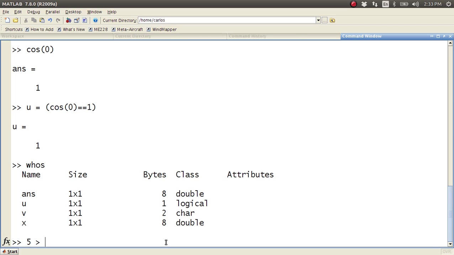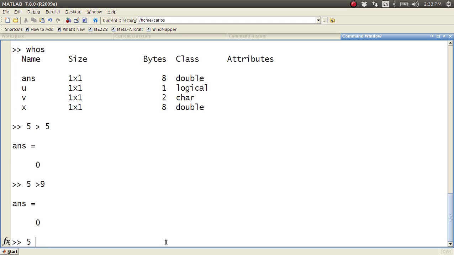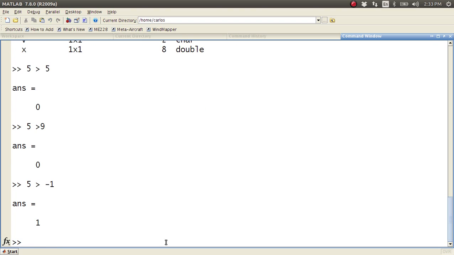You have, is 5 greater than 5? No, it's not. Is 5 greater than 9? No, it's not. Is 5 greater than -1? It is. Is 6 less than 10? It is. Is 5 less than 2? It's not. Is 4 greater than or equal to 2? It is. Is 4 greater than or equal to 4? It is. Now is 4 greater than 4? It's not. Now I'm going very, very fast here, but the whole point of this being on YouTube is so that you can pause and rewind and understand what exactly is happening.